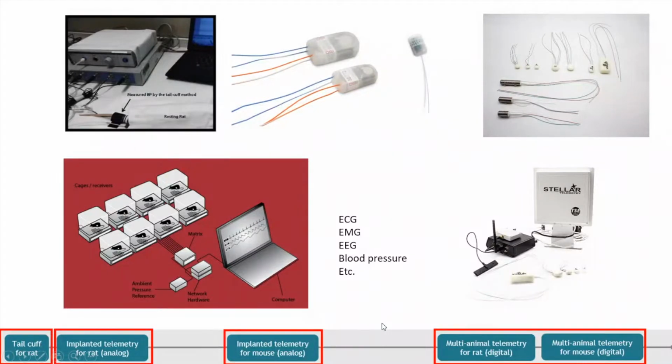And with switching to higher radio frequencies, it is no longer necessary to place the receiver plate under the cage, but at a distance from the cages, so that multiple cages can be monitored with a single antenna. And by doing so, this has led to solutions for a variety of biosignals such as ECG, heart rate, EMG, muscle contraction, EEG, brain signals, blood pressure, and more.